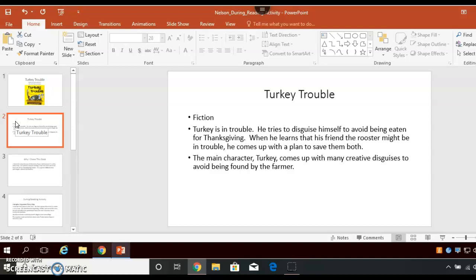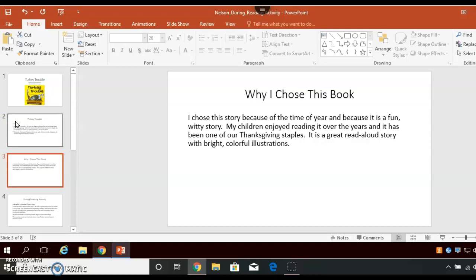In this story, the main character, the turkey, comes up with many creative disguises to avoid being found by the farmer. I chose this book because of the time of year and because it is a fun and witty story. My children have enjoyed reading it over the years, and it has been one of our Thanksgiving staples. It is a great read-aloud story with bright, colorful illustrations.